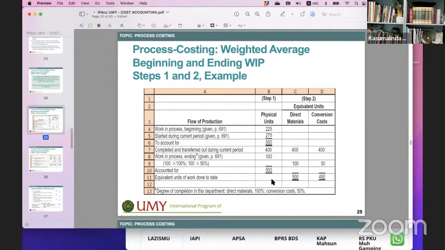Okay, both should be the same. Okay, kalau tak sama, maksudnya something wrong somewhere. Okay, we need to have the same figures here. Okay. So we complete step 1.